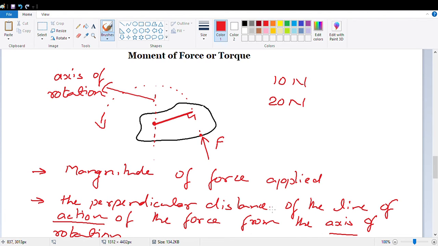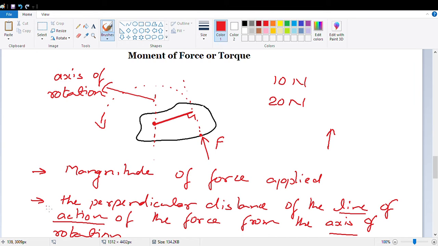Now the second point, what is the line of action of force? It is the line along the point where a force is applied. You know force is a vector quantity. It is shown by an arrow. If you extend that arrow in the same direction, then this line is called the line of action. This is the line along which the force is acting and rotating the body.